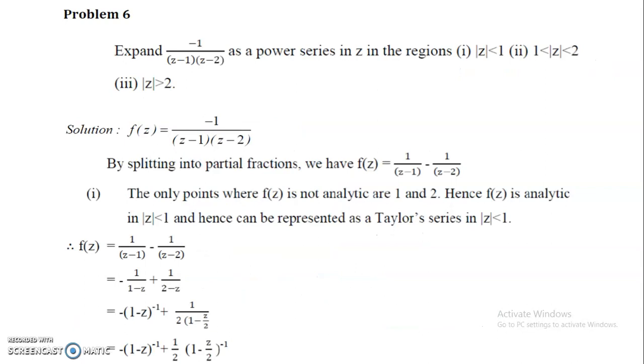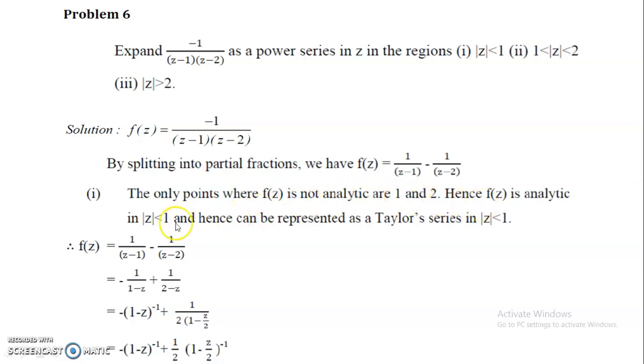And in problem 6, again we have an expansion of minus 1 by z minus 1 into z minus 2, in the 3 regions of convergence already given. We take the function and split it into partial fractions, and split up those terms. The only points where f of z is not analytic are 1 and 2, and except at those points the function is analytic.